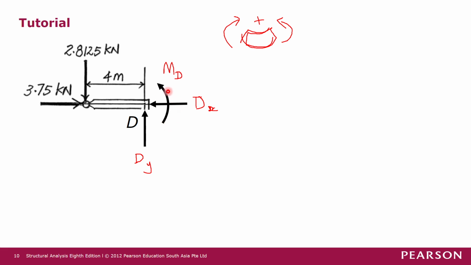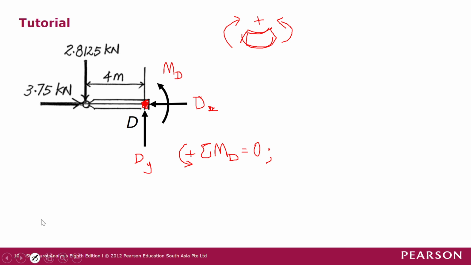If MD is in the assumed direction as indicated here, then MD will be a positive bending moment. If we get the opposite direction, then the bending moment of MD will be negative. So let us sum moment at joint D now. When we sum moment at joint D, taking anti-clockwise moment as positive, we sum MD, and this should equal 0.